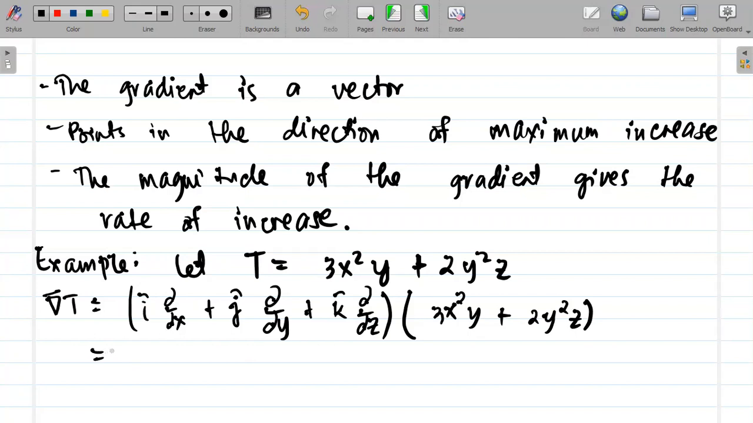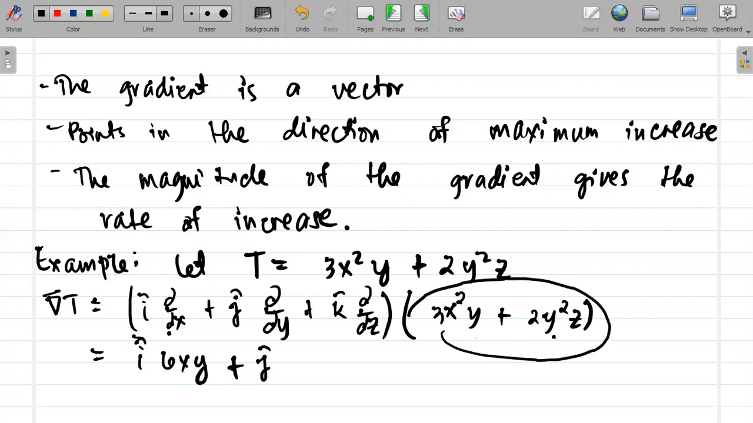So let's go one by one. What is the partial x of this scalar? That is 6xy plus 0. So that is 6xy i hat, plus j hat.